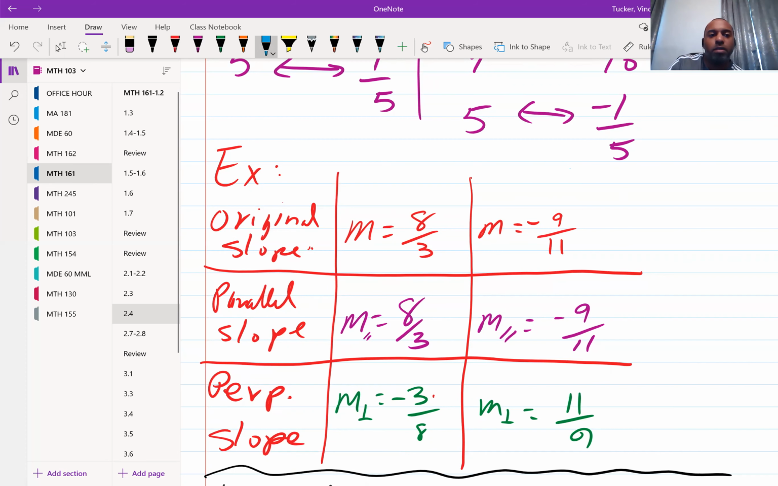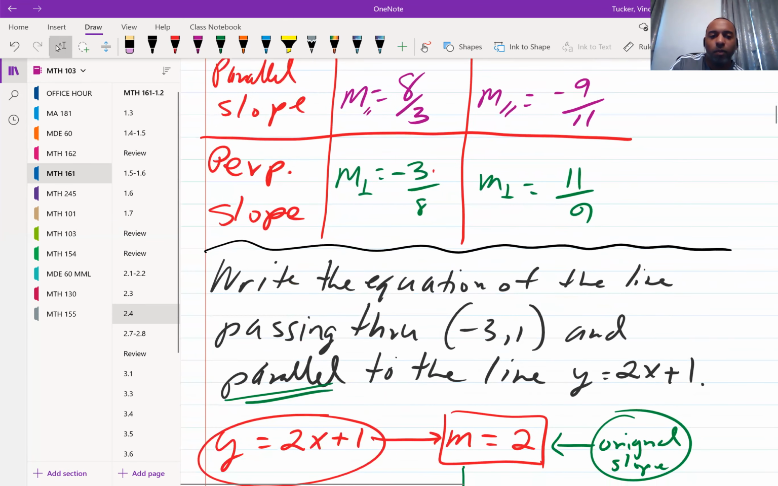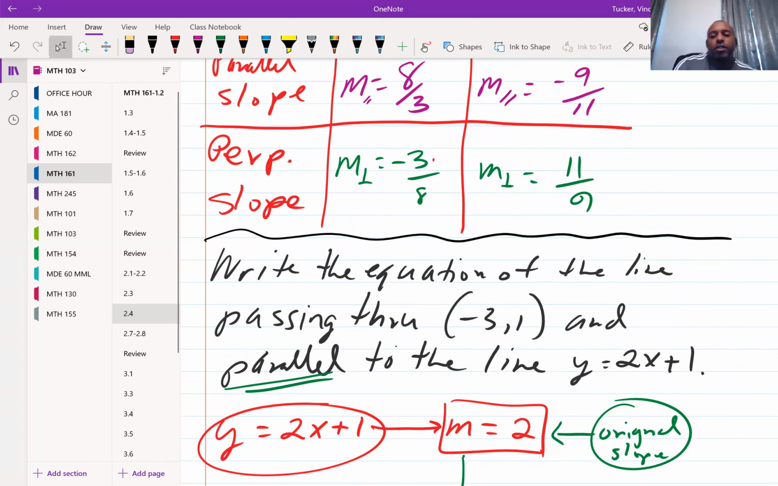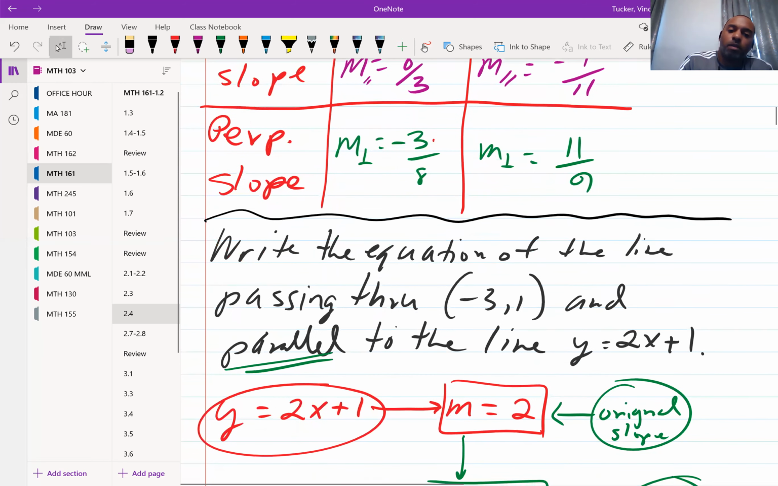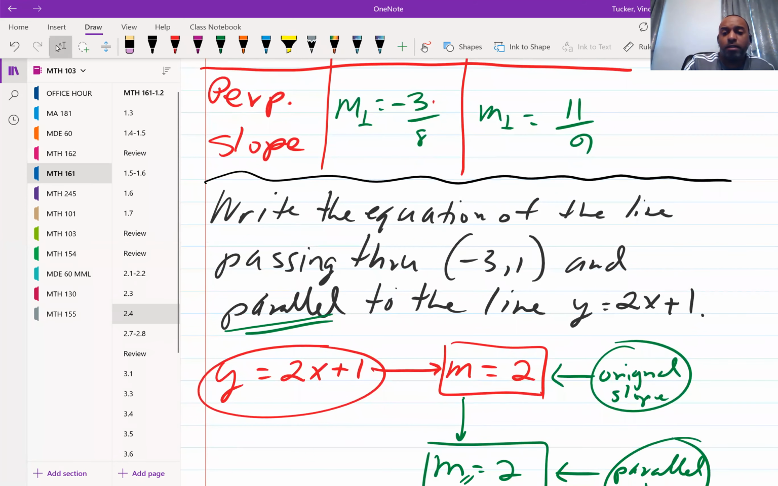All right, let's scroll up. So it says write the equation of the line passing through -3, 1, and it's parallel to the line y equal to 2x plus 1. All right, so we want a line that's parallel to the one that they give us. So first thing we need to do is get the slope from that line. We have y equal to 2x plus 1. So that's the slope that we have.